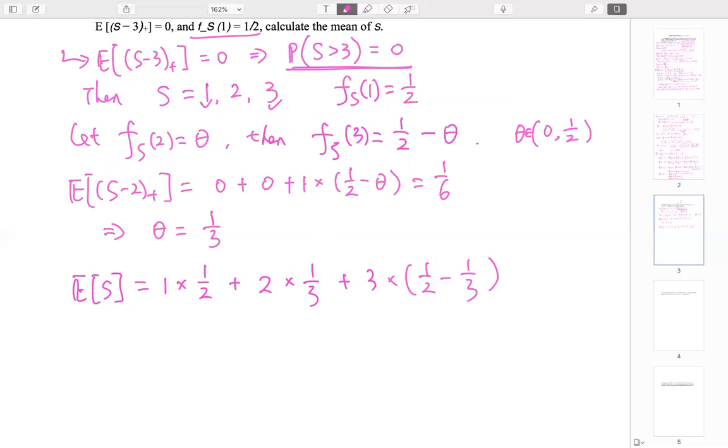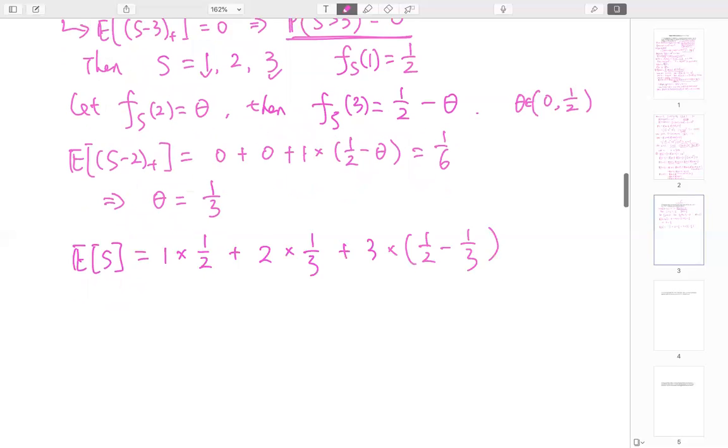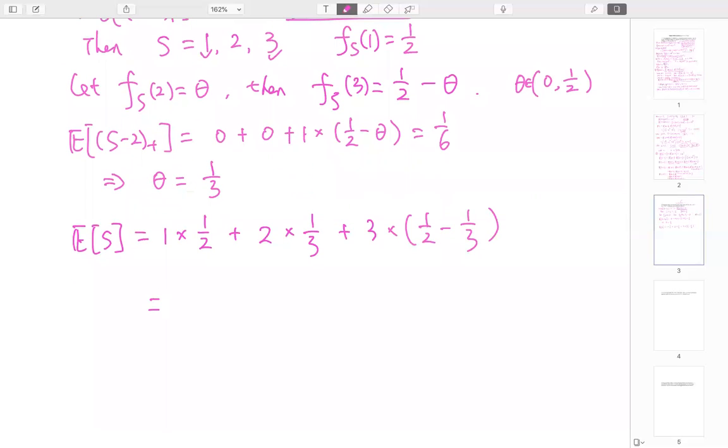Okay, so you can easily get the result, right? The final result is, you can put everything over 6. Then this is 3 plus 4 plus 3. So it's 10 over 6. So it's 5 over 3.